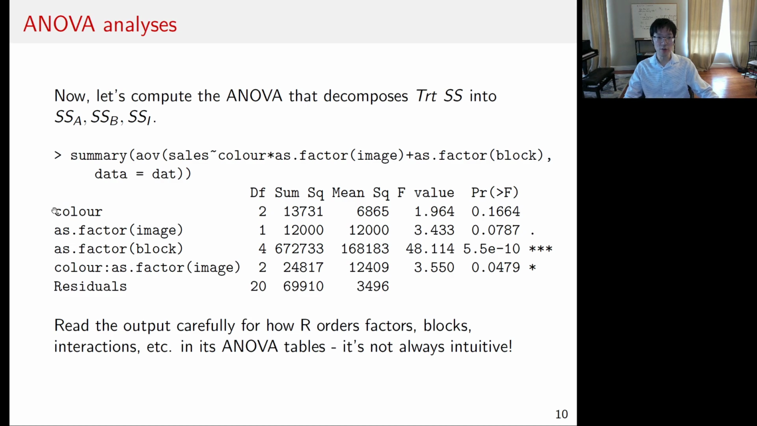Okay, so be careful here because the order might not be intuitive. So if you go through the order here, so color, that's factor A, that's sum of squares A, and then we have factor B. And then R actually puts block before the interaction. So this is how we see the 3rd line is actually the block sum of squares. And then finally the last line is, you see the colon again, that's the interaction term. And you can match up the correct degrees of freedom by looking at the formulas we saw.